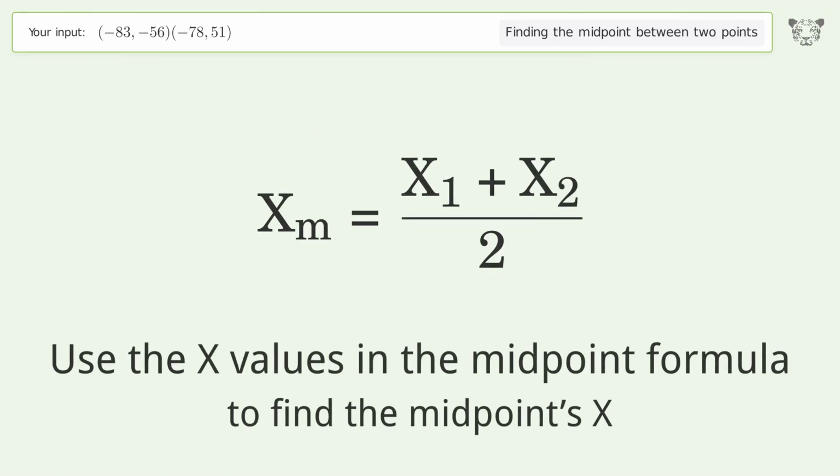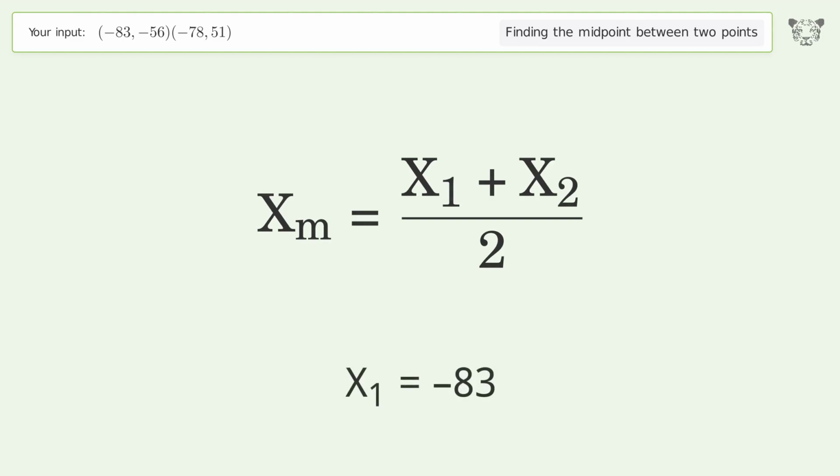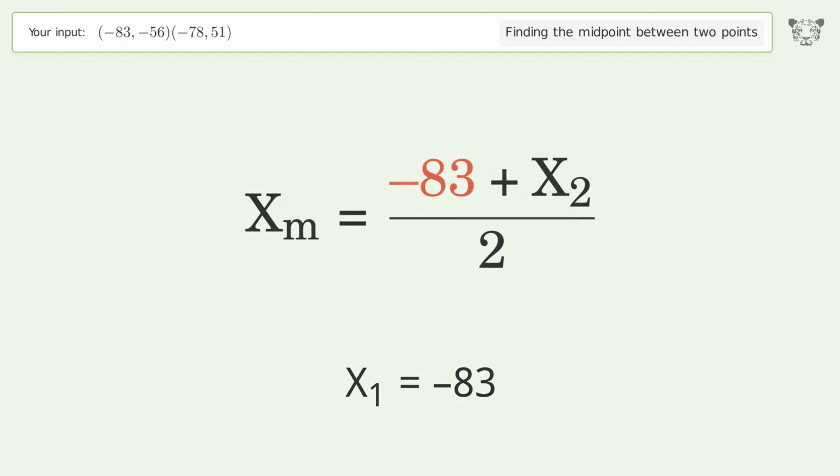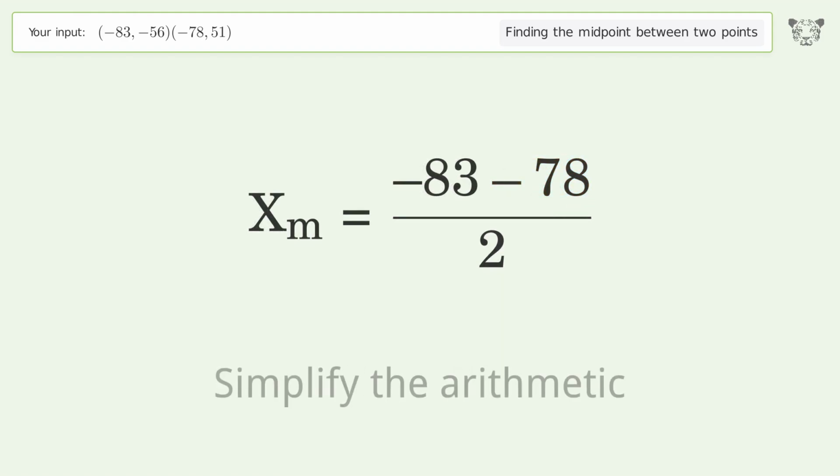Use the x values in the midpoint formula to find the midpoint's x. x1 equals -83. x2 equals -78. Simplify the arithmetic.